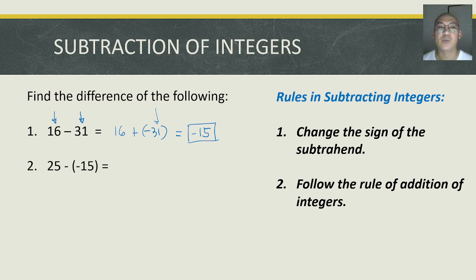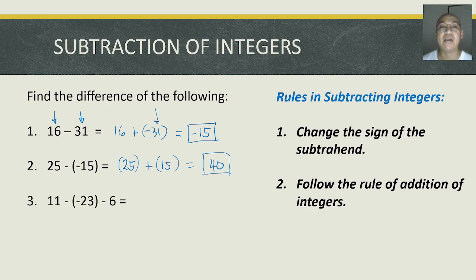Number 2, 25 minus negative 15. So we have here 25, stay positive, and the negative 15 will become a positive 15. Then follow the rule of addition. So we have 25 plus 15, just 40. Because they are both positive, so we will add. 40 or simply positive 40.